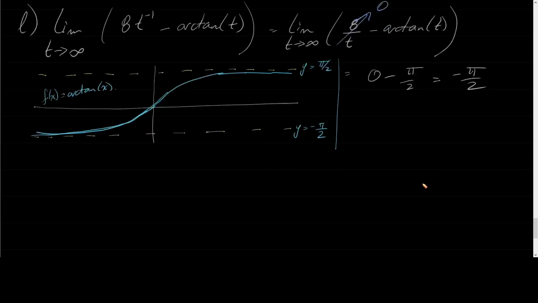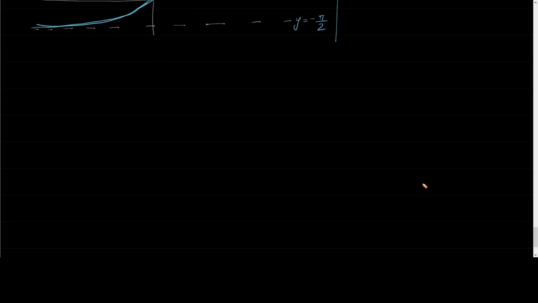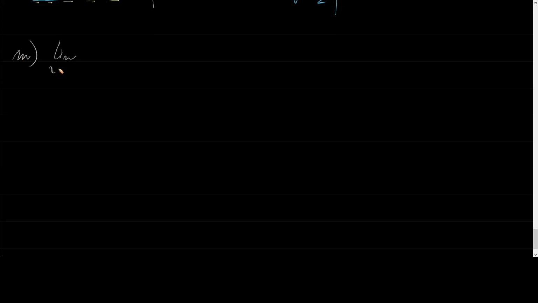Next example. So that was L. M. Let's say that I have the limit as x goes to infinity of x to the fifth. Well, as x goes to infinity, that's infinity to the fifth. That's infinity, so does not exist. Similarly, if I take the limit as x goes to negative infinity of x to the fifth, that's going to give me just negative infinity. Still does not exist.